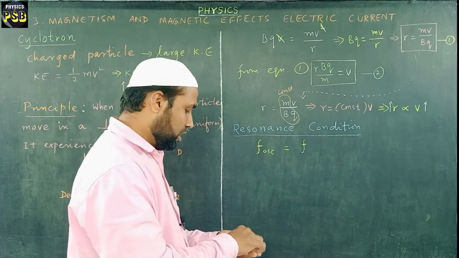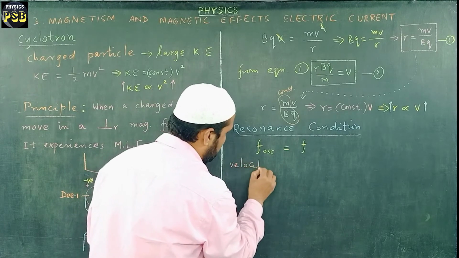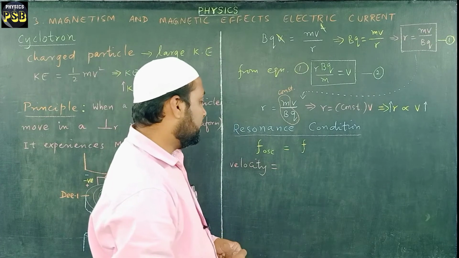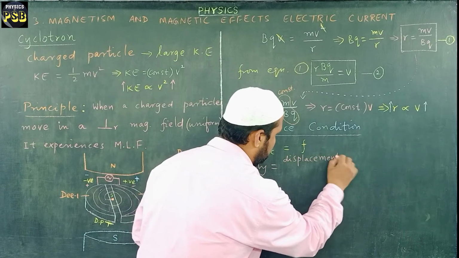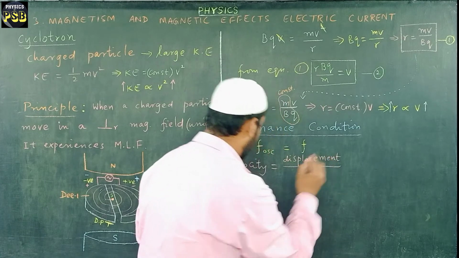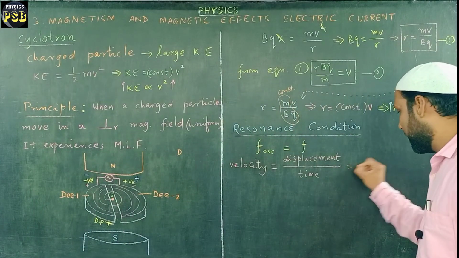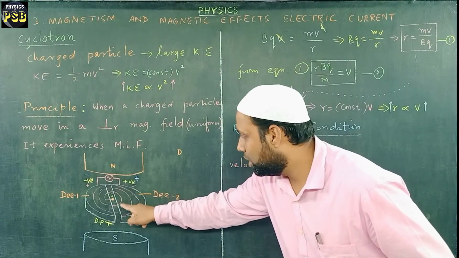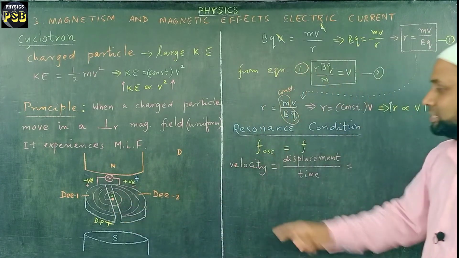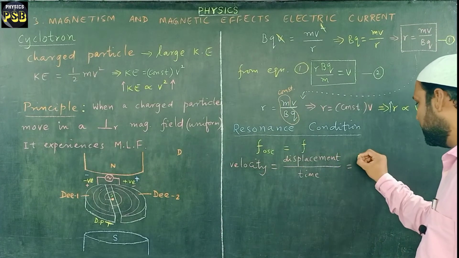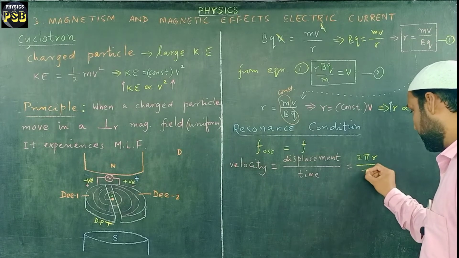For that, I use the expression for velocity. We know velocity is the rate of change of displacement. When displacement is divided by time, we get velocity. Here, time stands for time period in our case. We know the charged particles move in a circular path. So the displacement covered is given by the circumference of the circular path. Circumference of the circular path is given by 2 pi r. This is the formula of circumference. And time or time period is given by the letter T.